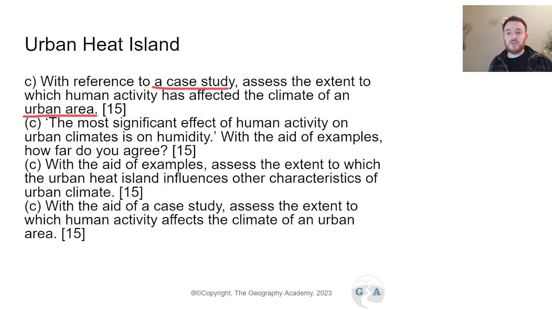It's a very similar situation with these questions about the urban heat island effect. If you're able to discuss one and get 15 marks on one using lots of great case study detail, you should be able to answer them all.